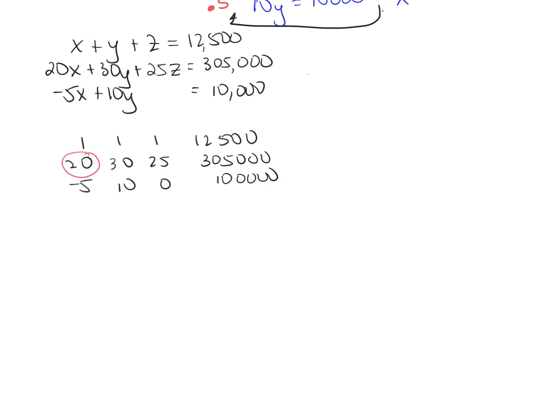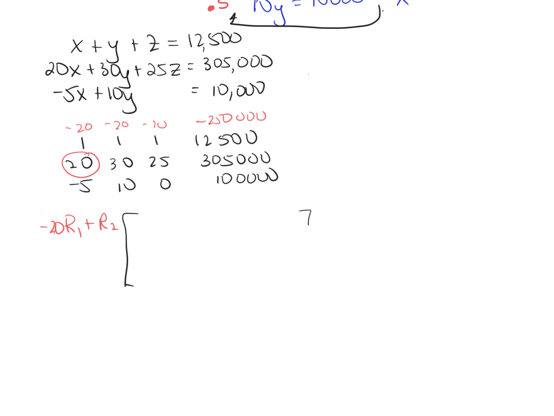All right, here we go. I need this to be a 0, so I'm going to multiply. This is column 1. I'm going to multiply row 1 by negative 20 and add that to row 2. Negative 20, negative 20, negative 20. A lot. 12,500 times negative 20 is negative 250,000. Great.